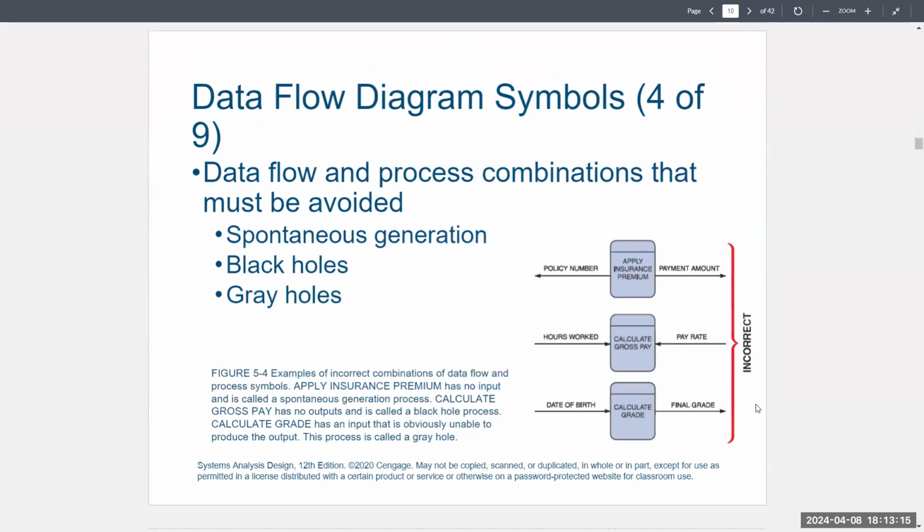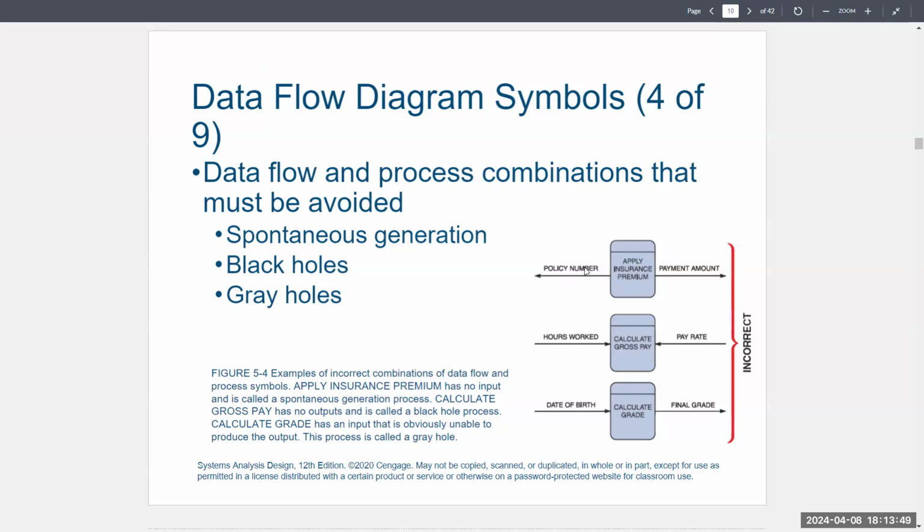And what are the different ways you can use that symbol incorrectly, which you should try to avoid? It could be an exam question too. Hey, is this a correct data flow diagram representation or not? So here they're talking about different ways you can use these symbols incorrectly.